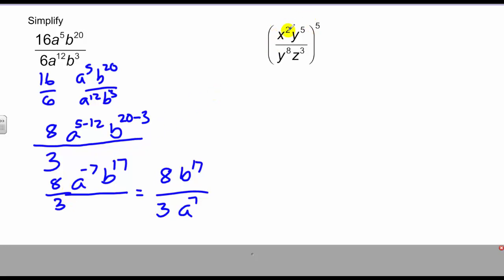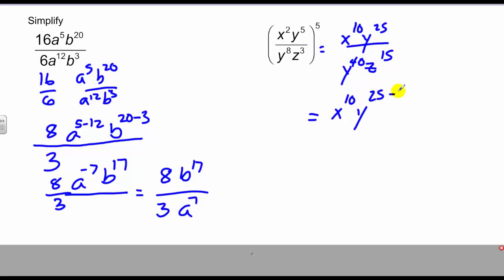In this problem here, I see I have a power raised to a power, so I'm going to multiply those powers. That's x to the 10th and y to the 25th over y to the 40th and z to the 15th. I look for the same base. X doesn't have the same base anywhere, so that's x to the 10th. Y has the same base, so that's y to the 25 minus 40. And z is in the denominator, so I'm going to keep it in the denominator and make that to the 15th.